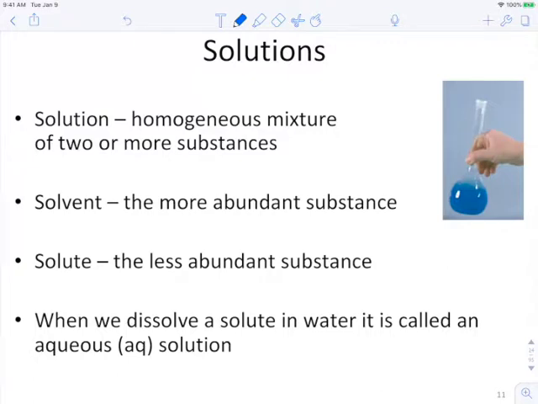All right, that said, solvent and solute. Solute is what you have less of. So if I was mixing sugar into water, sugar would be my solute, and water would be the solvent. So the solvent is what you're putting it into, the solute is what is going in. When we dissolve a solute in water, it is called an aqueous solution, and you've seen that aqueous term before in this class. So any questions on the difference between a solute and a solvent?